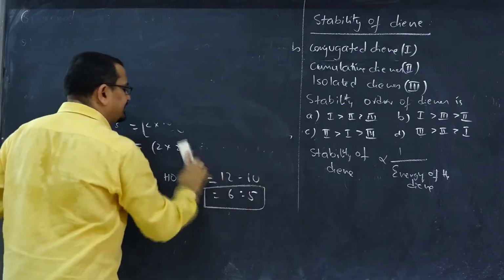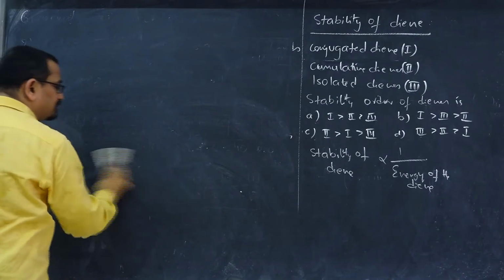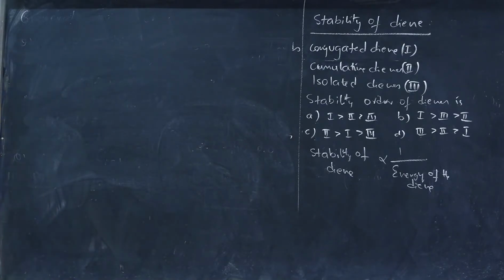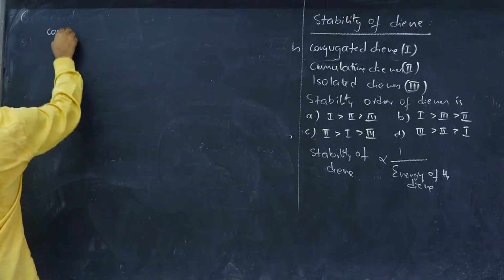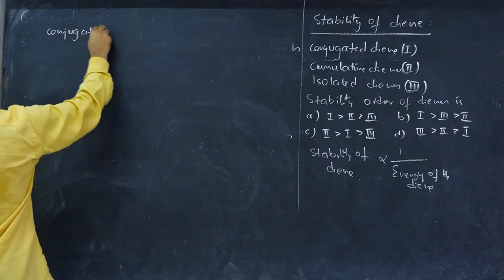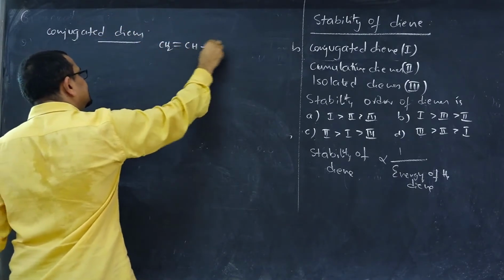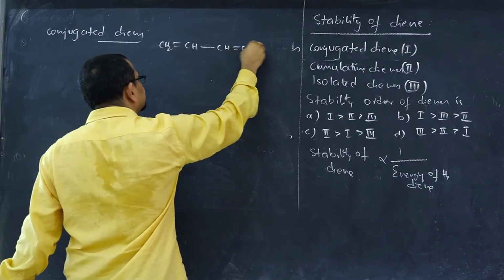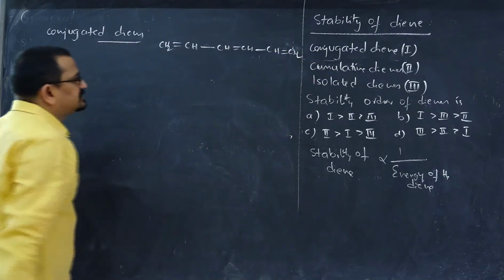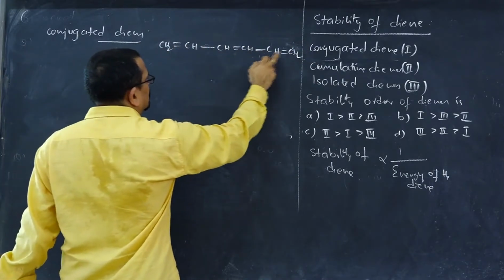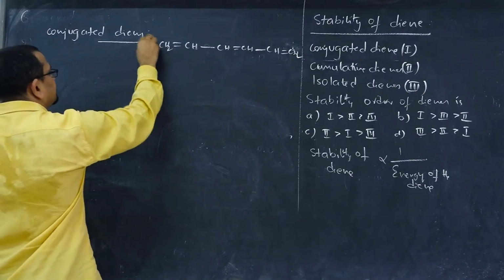What's meant by conjugated dienes? Where double bonds are in conjugation, that is in alternate positions. Suppose, conjugated diene means CH2=CH-CH=CH-CH=CH2, like this. This is said to be a conjugated diene, alternation of double bonds. This is the first one.